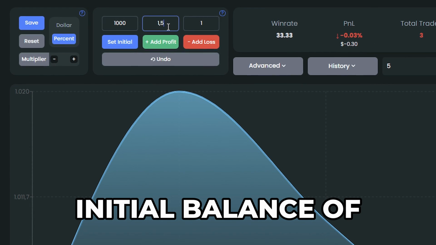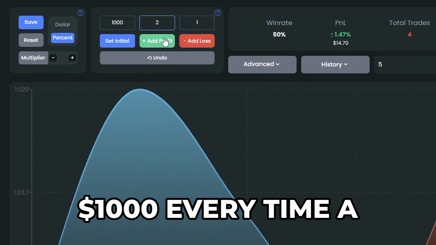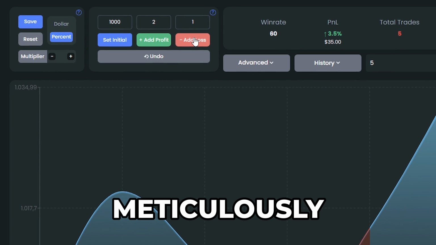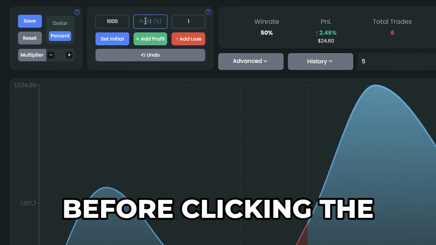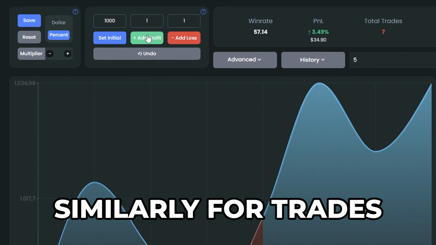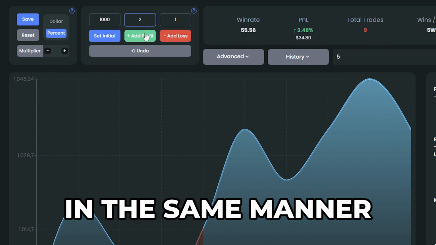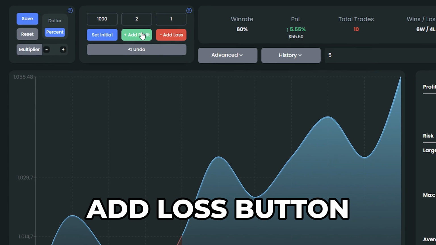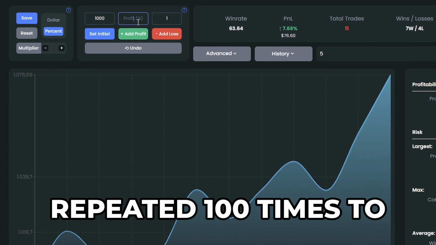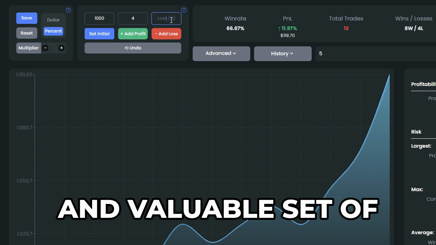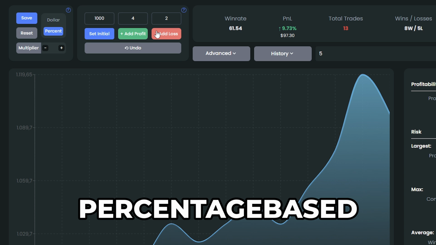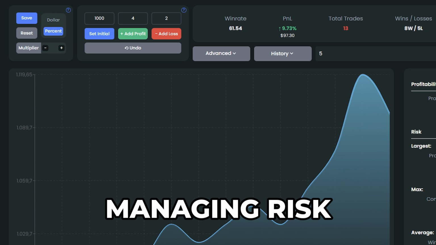Starting with an initial balance of $1,000, every time a trade ends in a profit, I meticulously enter the profit percentage right here before clicking the Add Profit button. Similarly, for trades that don't go as planned and end in a loss, I record the loss percentage in the same manner and then click the Add Loss button. This exercise will be repeated 100 times to compile a significant and valuable set of trade data. Integrating this percentage-based approach helps in managing risk effectively.